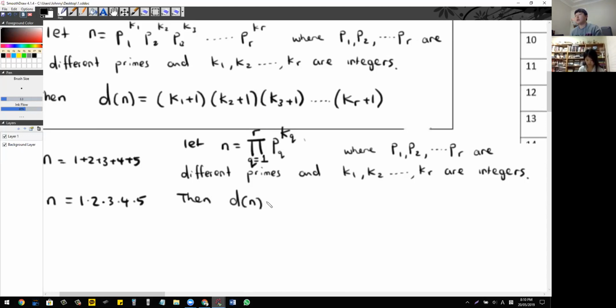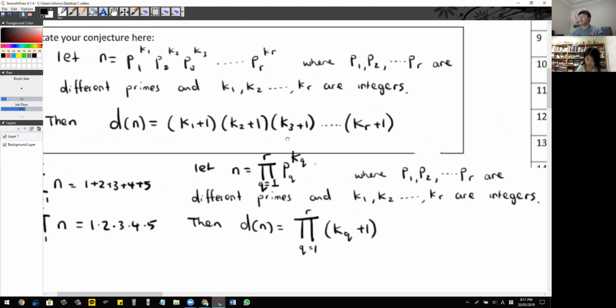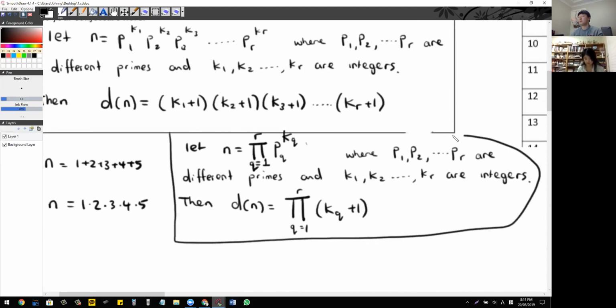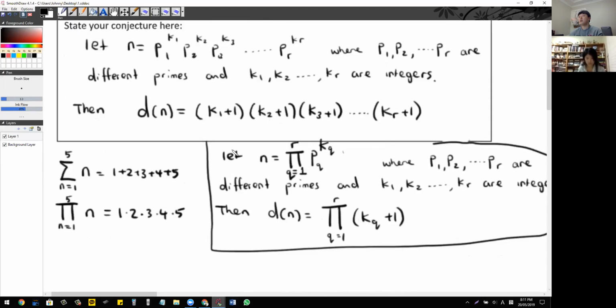And the only thing that changes is you can write this one as pi, and then K, same thing. You start with the KQ plus 1, and then the Q starts from 1 and ends with R, okay? What's DN? Oh, DN was the number of divisors. Yeah. So this is the conjecture, just written in a different way here. So whatever you prefer, you can use.